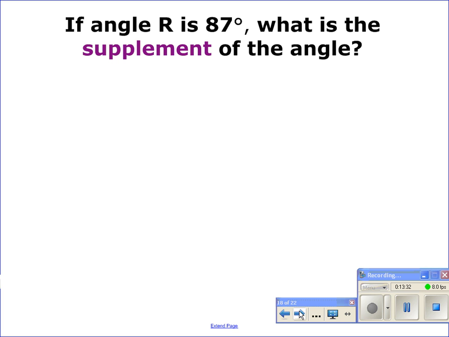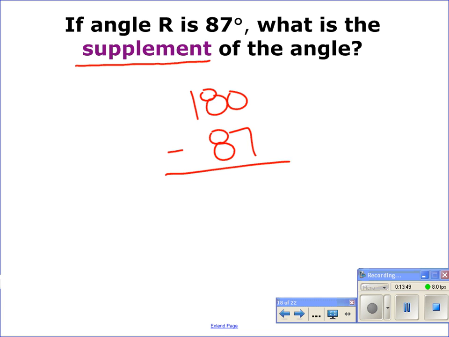It says if angle R is 87 degrees, what is the supplement of the angle? Supplement. Supplementary angles add up to 180 degrees. 180 minus 87. You should get 10 minus 7 is 3. 17 minus 8 is 9. You should get 93 degrees for this answer.